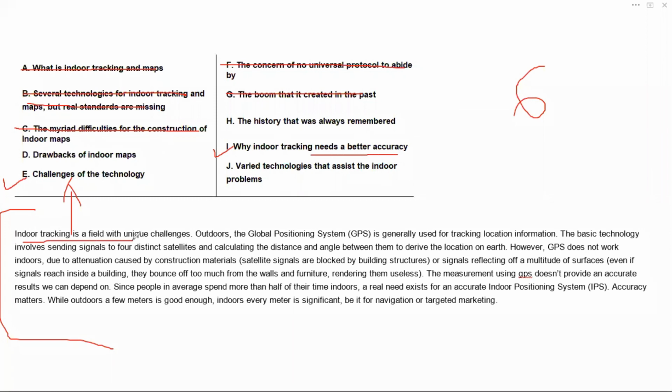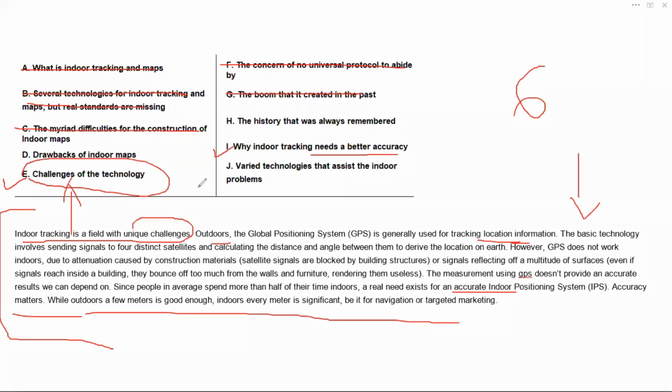The indoor tracking is a field with unique challenges. Outdoors, GPS is generally used for tracking location information, the basic blah, blah, blah. However, GPS doesn't work indoors. I'm just trying to read and eliminate. The last line, the measurement of using GPS doesn't provide. Yes, they're talking about the challenges, but if it was just a challenge, then they wouldn't have talked about the accuracy. They very closely resemble, but challenges of the technology, what technology is not particularly mentioned? That's one of the aspects we need to consider.